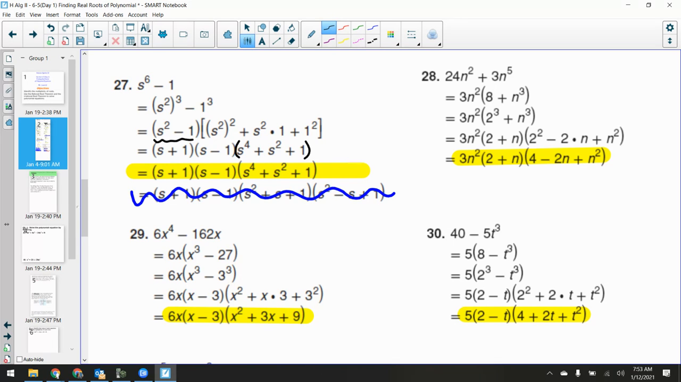The trinomial is never going to factor down, but the binomial may, if it turns out to be one of those special cases where it turns into a difference of squares.